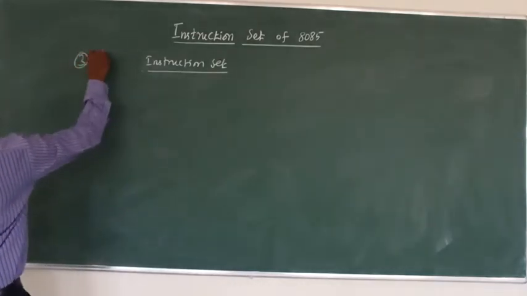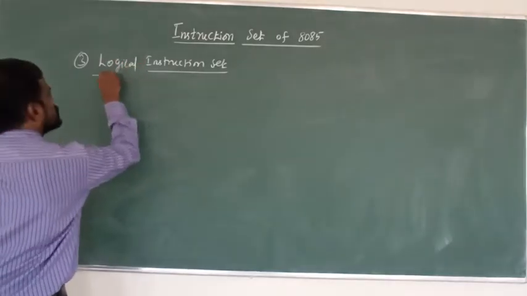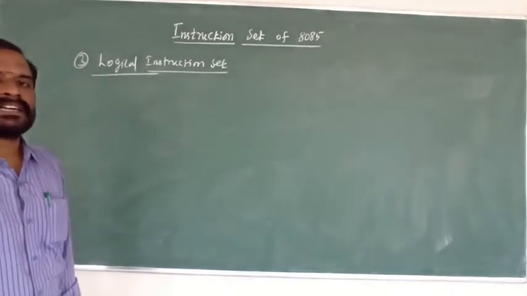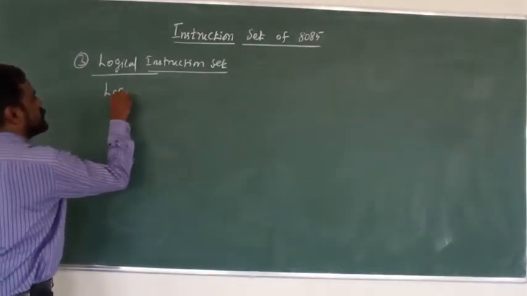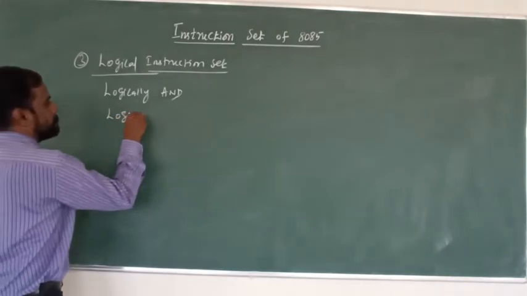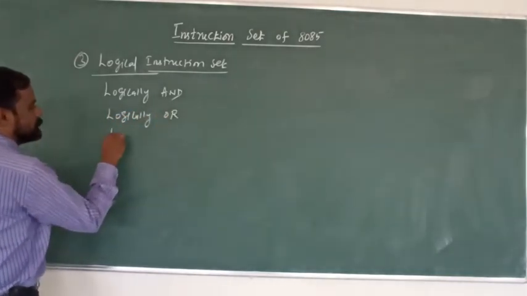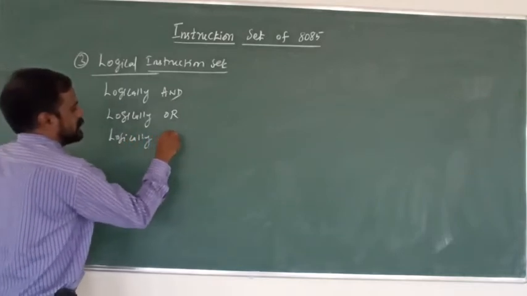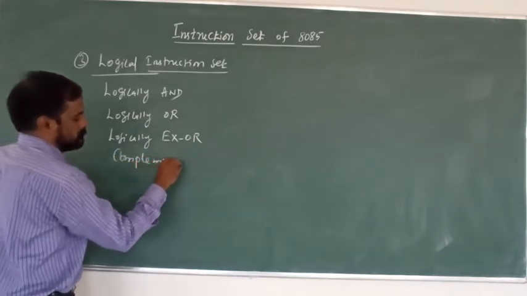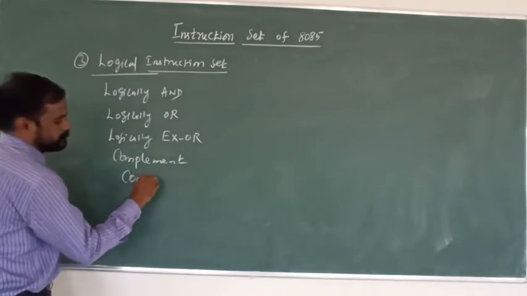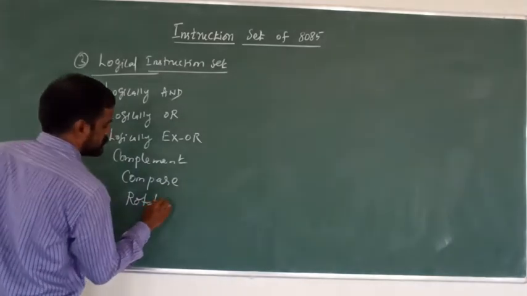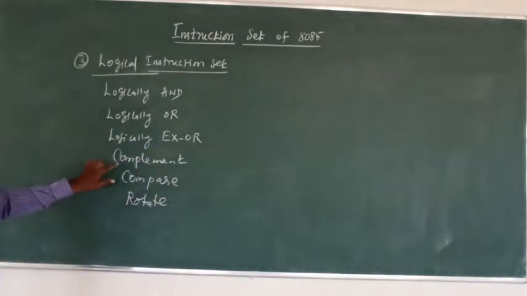Third one, logical instruction set. The logical instruction set is nothing but logically AND, logically OR, logically exclusive OR, complement, compare and rotate instructions. 1, 2, 3, 4, 5, 6.